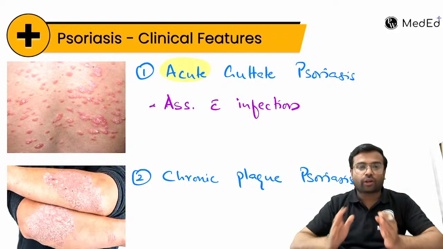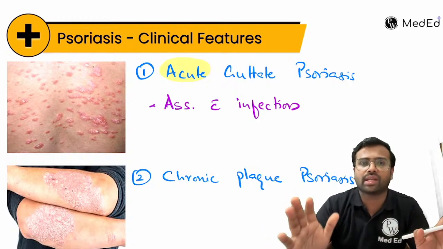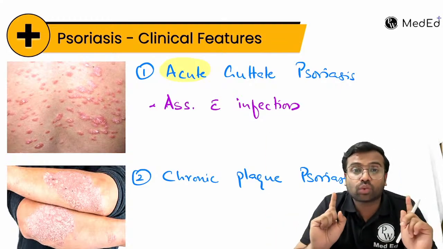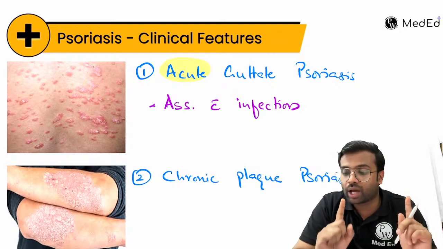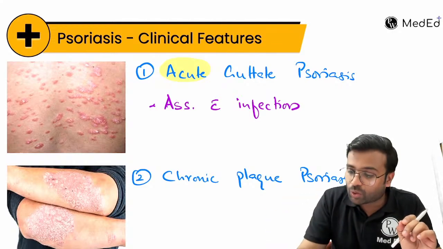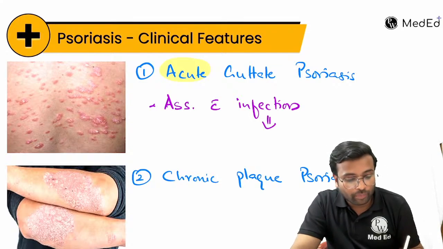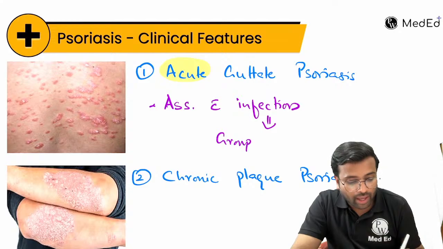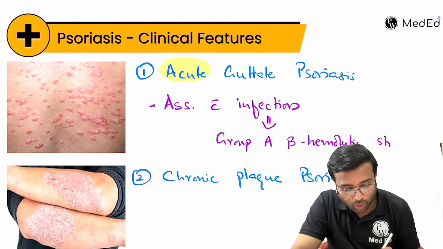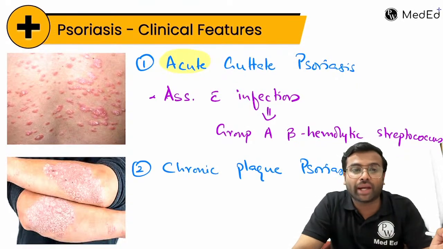Because in the start of the session I said that psoriasis is not an infection, so it cannot be passed on from one patient to the other, correct? But there is one type of psoriasis which is going to be associated with an infection. So I guess we have the answer already in the chat box. The right answer here is group A beta hemolytic streptococcus.